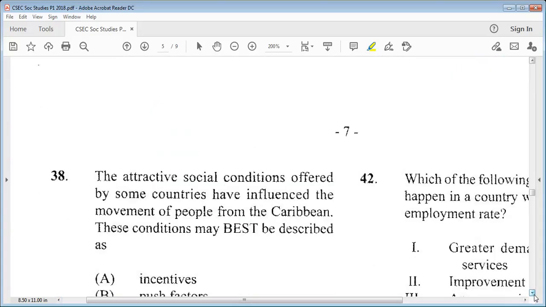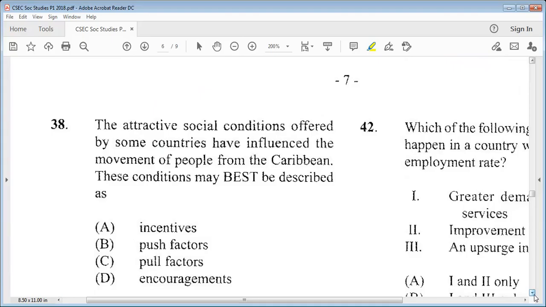Here it says, the attractive social conditions offered by some countries have influenced the movement of people from the Caribbean. These conditions may best be described as A, incentives, B, push factors, C, pull factors, D, encouragements. So we could use our method of elimination, we could opt out A and D. That's not a part of our answer. So we are left with B and C. Now let us see what would be our conclusive answer.